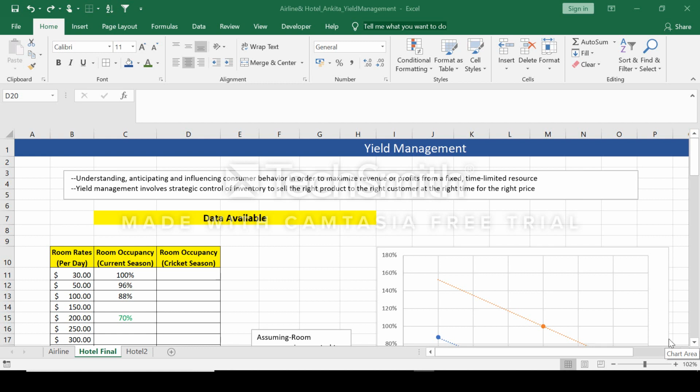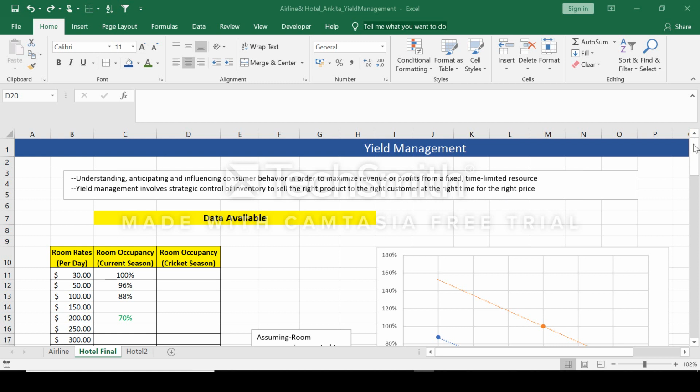What is yield management? Yield management is understanding, anticipating, and influencing consumer behavior in order to maximize revenue or profits from a fixed, time-limited resource. It involves strategic control of inventory to sell the right product to the right customer at the right time for the right price. We have an example here.